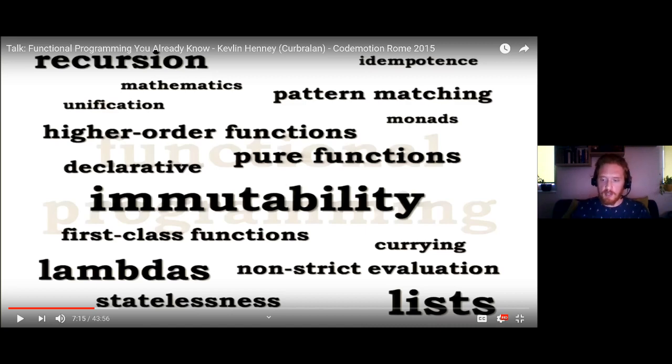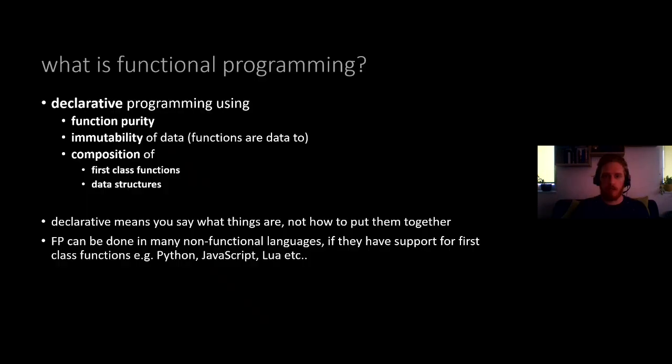So I've tried to come up with my own definition of what it might be. So what is functional programming? It's declarative programming using function purity and immutability of data, where functions are also data, and the composition of first-class functions and data structures. So you compose data structures and first-class functions, you use the concept of function purity and immutability of data, and that is functional programming.